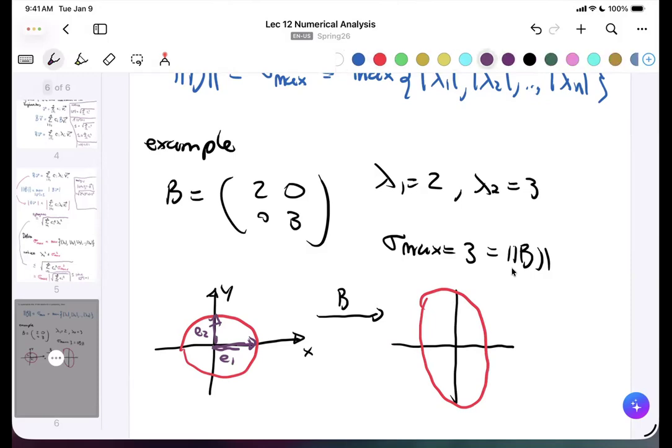If you multiply each of these directions by the matrix B, you end up getting something like this, where now this is 2e1 and this vector is 3e2. Essentially that's what happens in general when you have a symmetric matrix: a unit circle becomes an ellipse. The matrix norm is the largest semi-axis of the ellipse, the largest stretching factor. An ellipse has 2 semi-axes, and the largest one is the matrix norm.